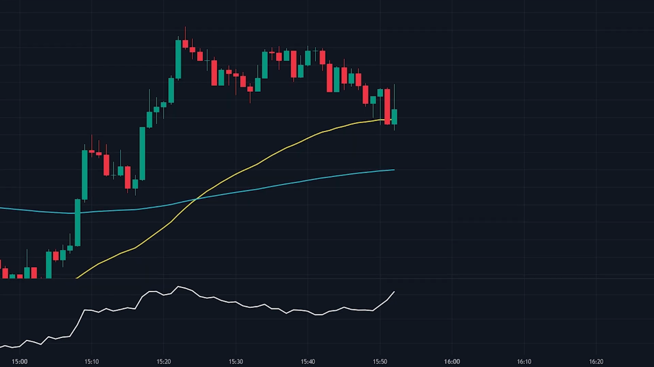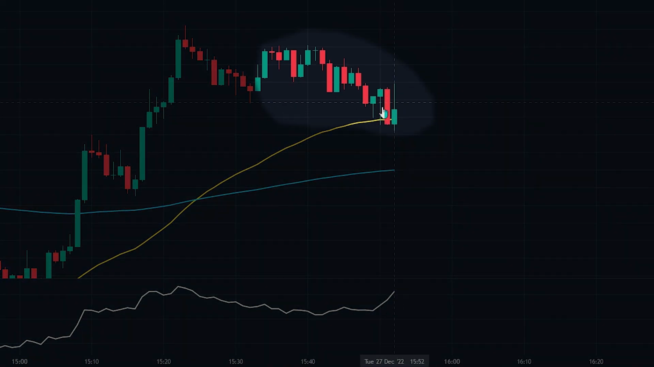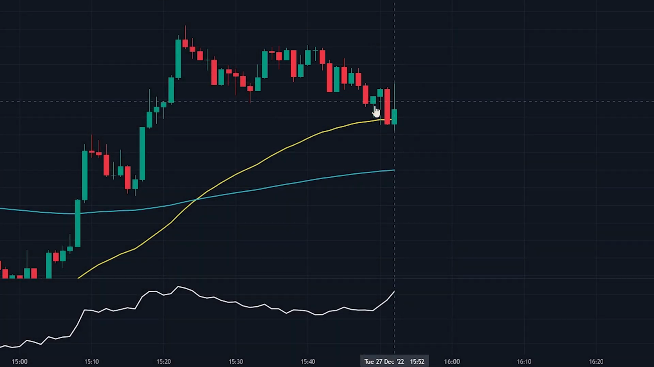Thirdly, we see here that the price has made a pullback to the 50-period EMA. Moreover, we also see that the price bounced off the EMA, indicating that the bullish trend will continue. Based on this, we will enter into the position.